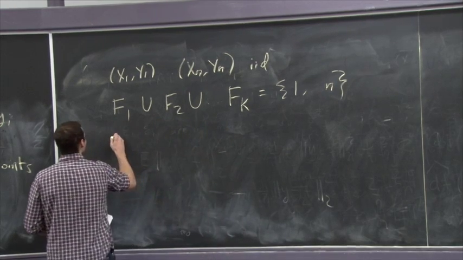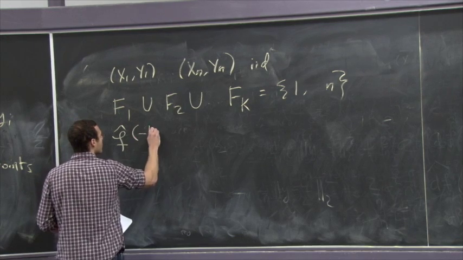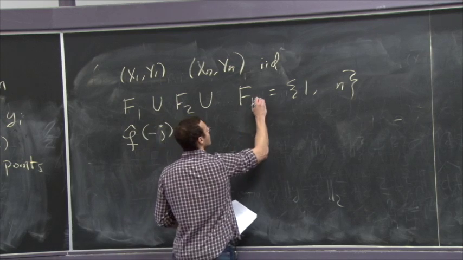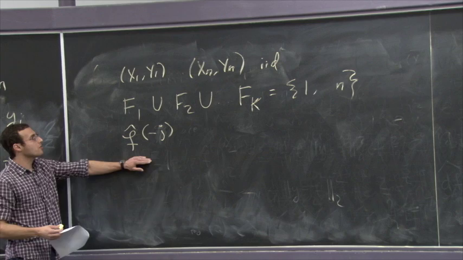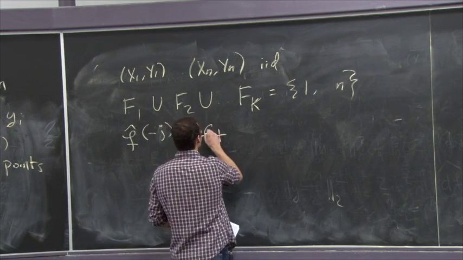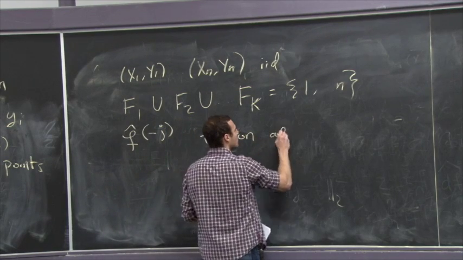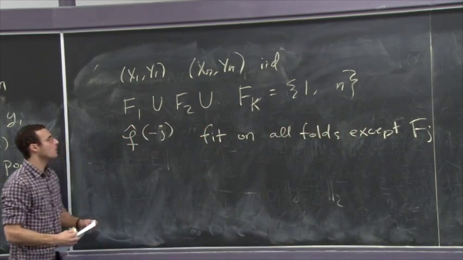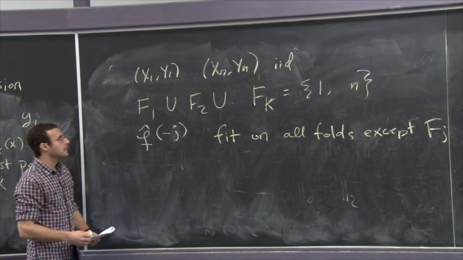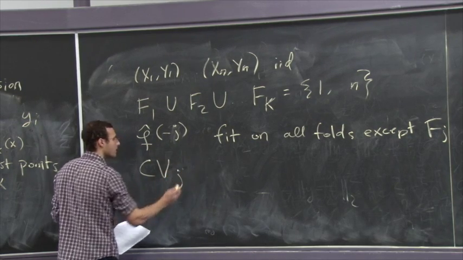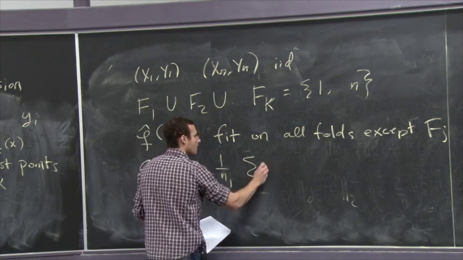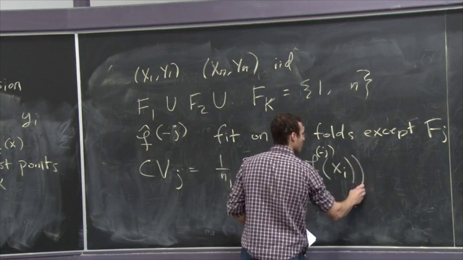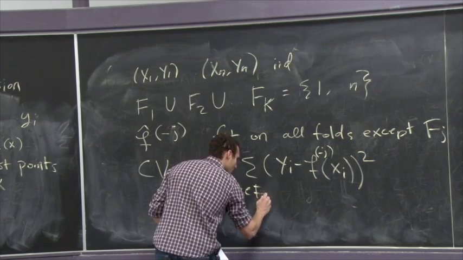And then we're going to use this following notation. F hat of minus k, for some, I'm just going to use something else because my capital K's and my lowercase k's probably aren't that distinguishable. So we'll use f hat of minus j to denote the fit, or the function that was fit on all folds except f_j. So we train on the data in all the folds except for f_j, so we leave out part of the data. And then we're going to evaluate this quantity we call CV_j, which is 1 over n_j times the prediction error when we look at all points in the jth fold.